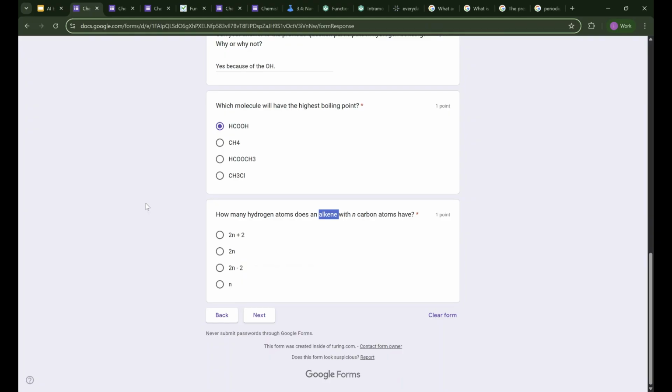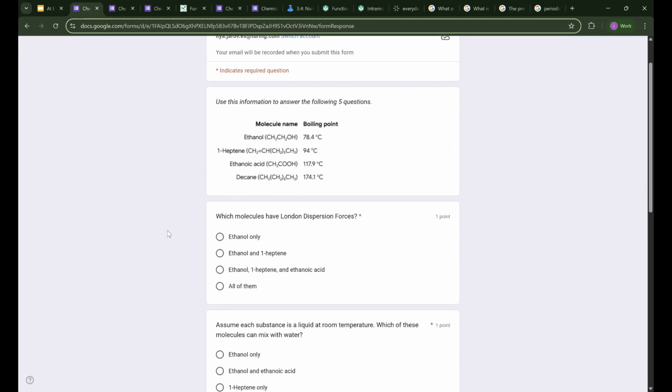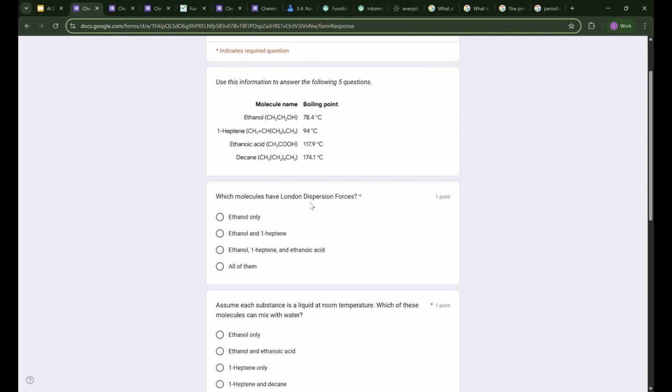Oh, hydrogen atoms. I think that's just 2n, because it doesn't have the two end ones, which would be the +2. Great. So the one that only has London dispersion forces would be the one that doesn't have an OH or a CCl. So it's not this one. Oh wait, no. I thought it was just which one only has London dispersion forces, but every single molecule is going to have them.